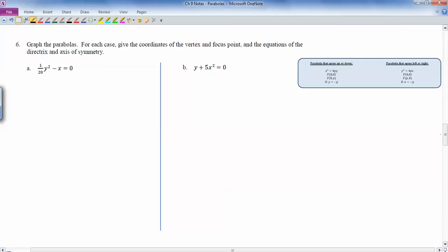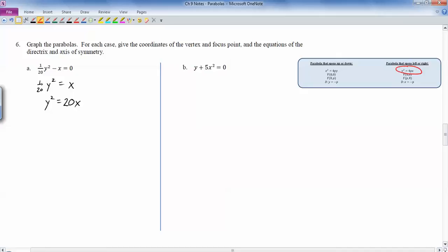All right, now notice these aren't in the form that we want them in. So in this case, we want to isolate either the x squared or the y squared term. So let's take a look. Let's get the 1 over 20 y squared by itself first. So we'll bring the x over, and then we'll multiply both sides by 20. Okay, so now y squared's by itself. So it's y squared equals something, which falls into that category.